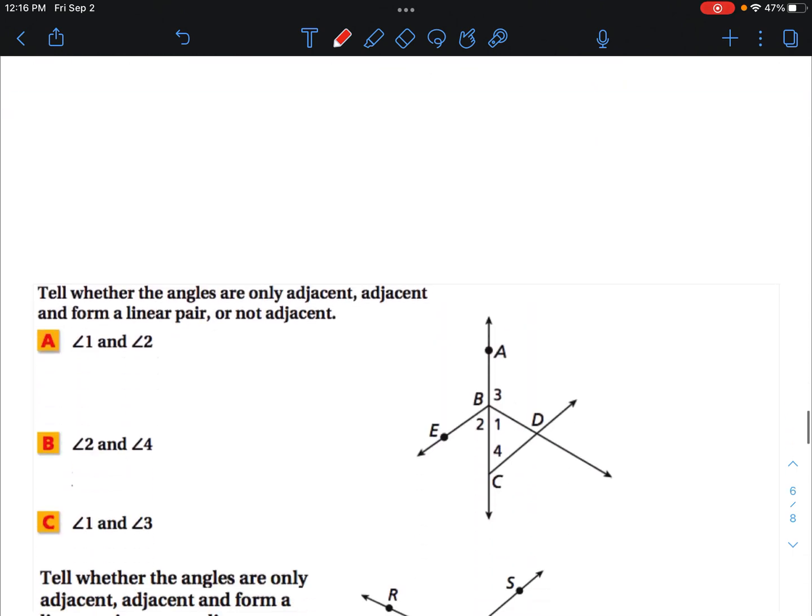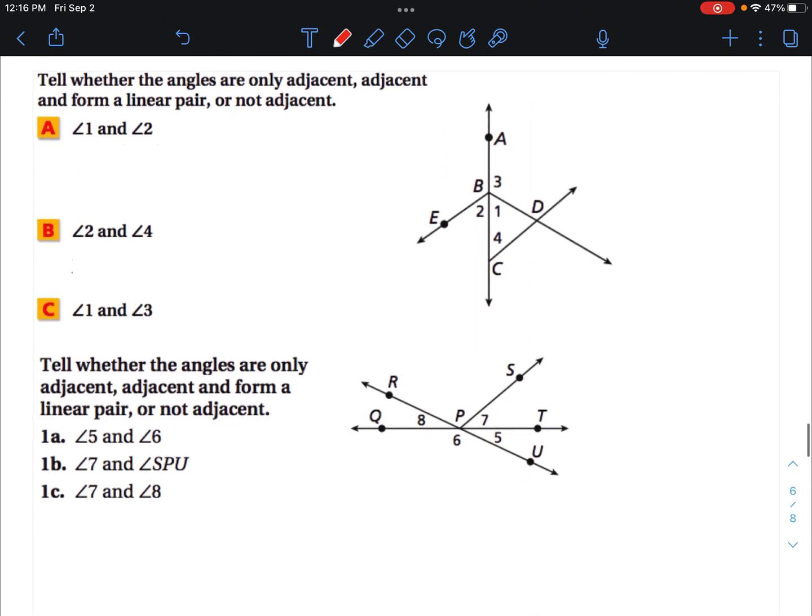So here we go. Got a few pictures here. Just want to make sure everybody understands what those two are. So it says tell whether the angles are only adjacent and form a linear pair, or not adjacent at all. So angles 1 and 2. I'm looking right now. There's the fence line, so they're definitely adjacent. But the angle they form is not a straight line, so this is adjacent only for that one.